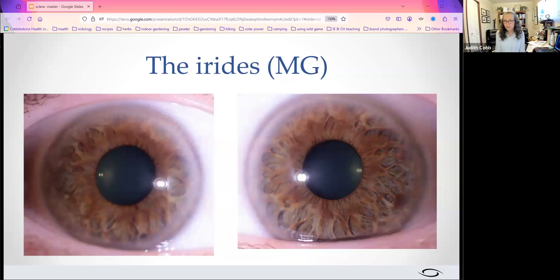This is one of the clients who's been with me for about 25 years. I started working with her before she and her husband had their first baby. They wanted help getting ready to get pregnant, and I'm always excited to work with clients who are in that situation. And so we see her iris here, but let's look at the sclera.